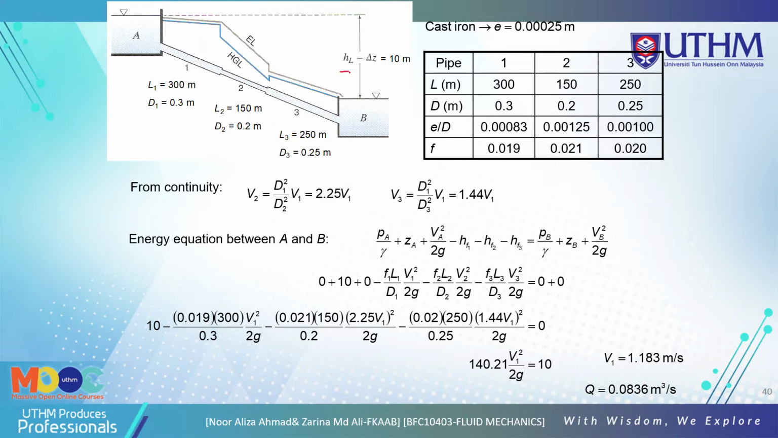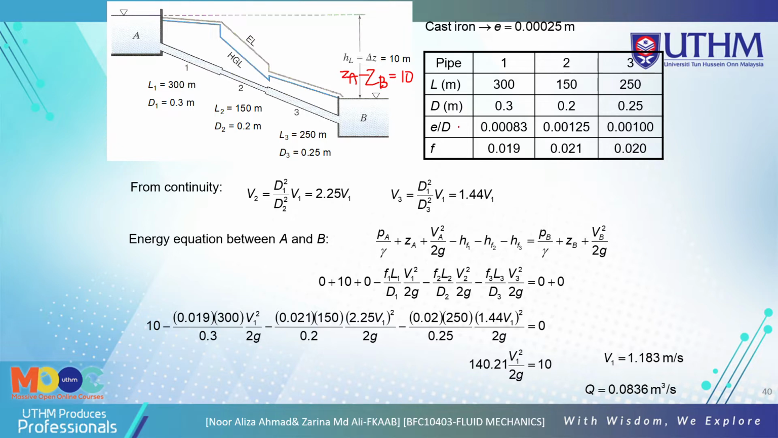Okay, so ZA minus ZB is equal to 10 meters. The EL is the energy line, and the HGL is the blue line here. For pipe 1, pipe 2, and pipe 3, they give you the length L, the diameter D, the E over D, and F. So you find the values here.